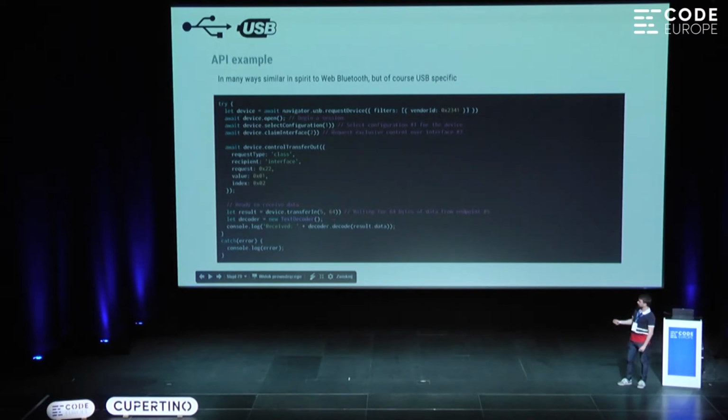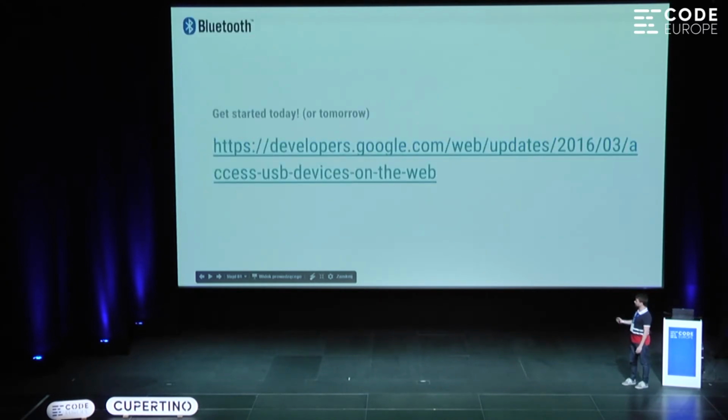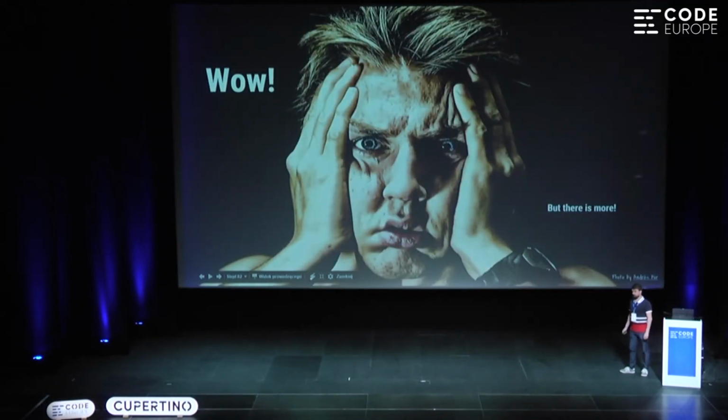Here I'm getting some data. I'm getting a text decoder, and I'm printing the result. Also quite easy to use. This works in Chrome today on Linux, Macs, and on Windows, with a few quirks on Windows, but it's getting better. And as before, there's a very nice URL where you can check out all the information about Web USB and how to use that.